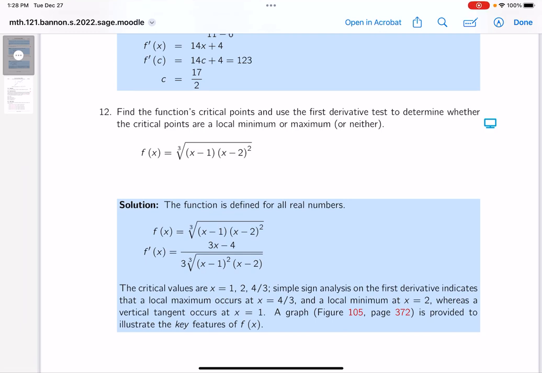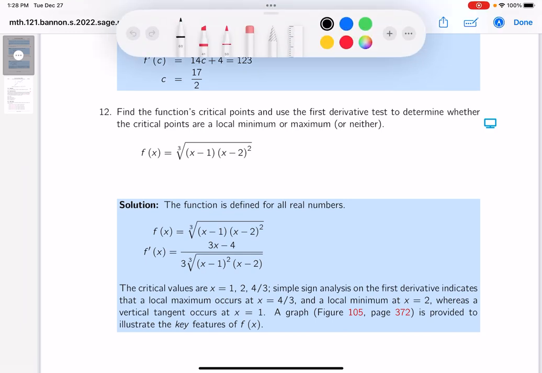Okay, let's verify the derivative first off, and I would rewrite it. Let's rewrite this as (x minus 1) to the 1/3 power times (x minus 2) to the 2/3 power. The domain of this is all real numbers. Let's go for the derivative.